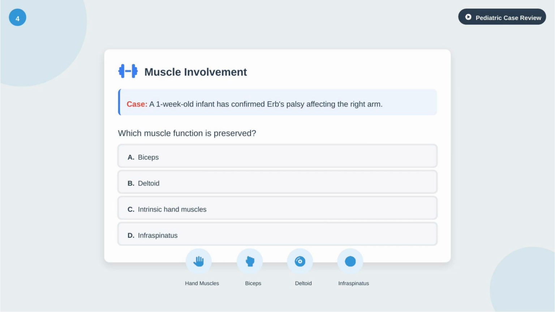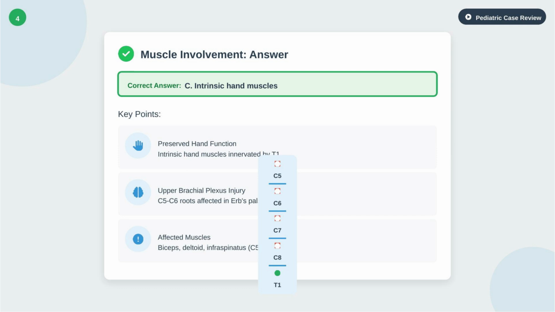A 1-week-old infant has confirmed Erb's palsy affecting the right arm. On examination, which of the following muscle functions is most likely to be preserved in this infant? A. Biceps. B. Deltoid. C. Intrinsic hand muscles. D. Infraspinatus. The correct answer is C.